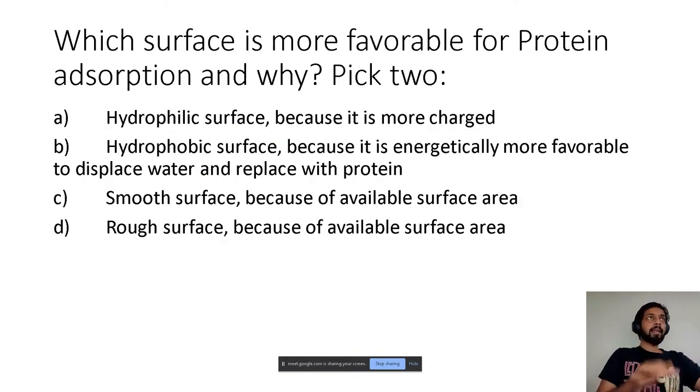Okay. Which surface is more favorable for protein adsorption and why? Pick two. Is it a hydrophilic surface because it's more charged? Second and fourth. Okay. Option hydrophobic, B and D.